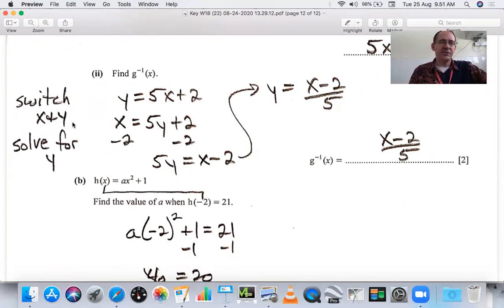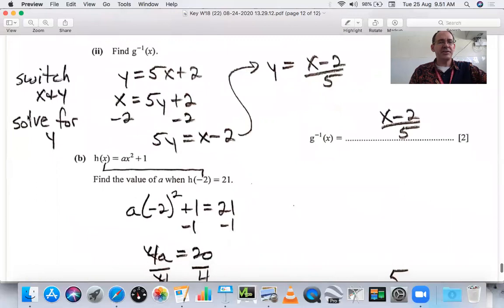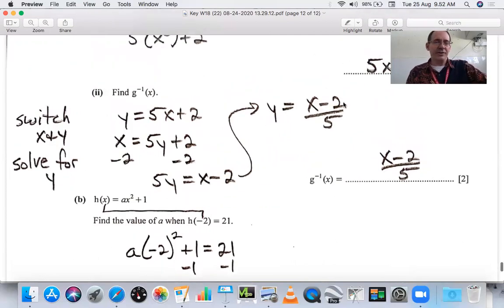So the first step is to switch your x and your y. So switch them, put the x over here and the y over here. And then the second part is to then solve for y, or make y the subject. So we subtract 2 from both sides, then divide by 5, and so y equals x minus 2 over 5. They've already written the inverse function notation for you, but as you move up into A level, you're going to want to do that yourself. You want to show that your equation here is identified as the inverse function of g of x.